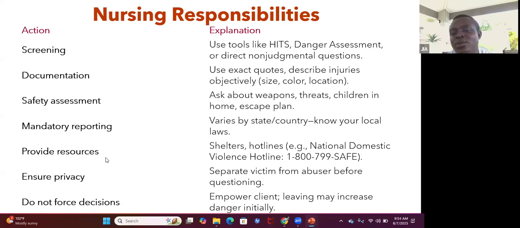Then you provide resources. So if the patient will need a shelter home or will need help, you can offer that too, most of the times through hospital policies. Then do not force decisions on patients. You see, sometimes this thing too happens in real case scenarios. You think you are helping someone, but you end up endangering yourself.